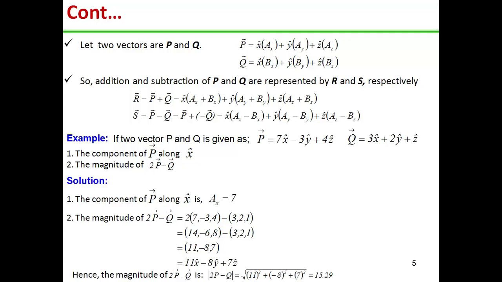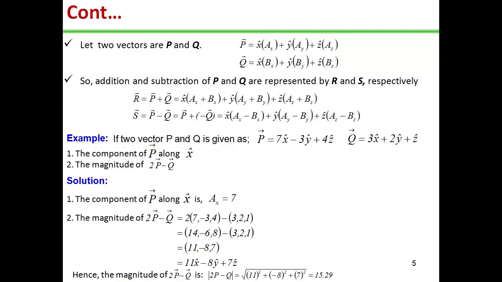Let's take two vectors, vector P and vector Q. Vector P is represented as x cap Ax plus y cap Ay plus z cap Az, whereas vector Q is represented as x cap Bx plus y cap By plus z cap Bz. So the addition and subtraction of P and Q are represented by R and S respectively. R is equal to P plus Q, that is the addition of vectors P and Q, and it is equal to x cap (Ax plus Bx) plus y cap (Ay plus By) plus z cap (Az plus Bz).